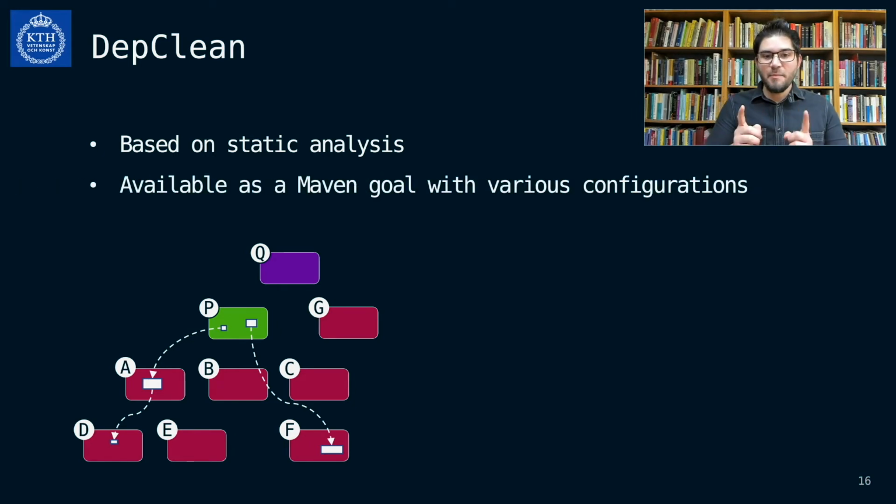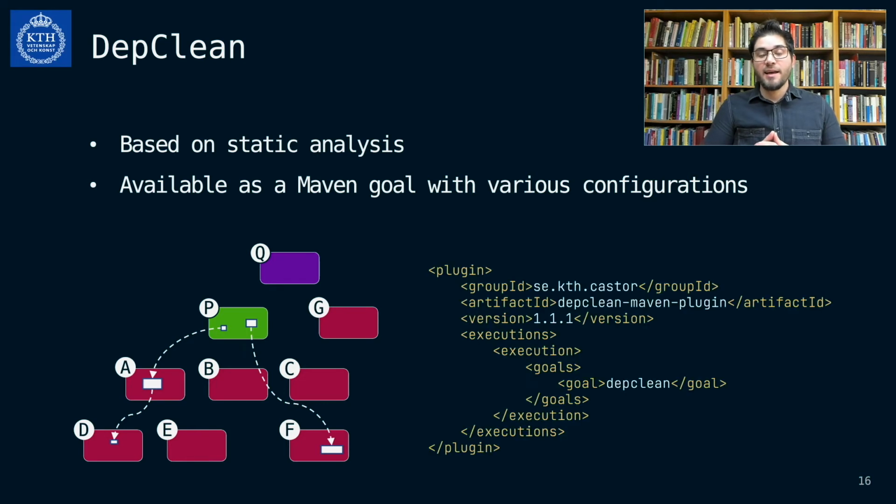DepClean is implemented as a Maven plugin. This means that it can be easily added to any continuous integration pipeline. It also provides several configurations, for example, to break the build if it detects any bloated dependency. This way, developers can protect their projects from the arrival of new bloated dependencies.